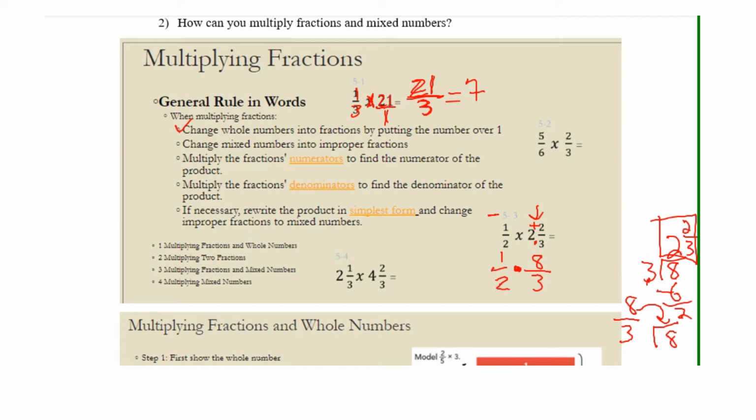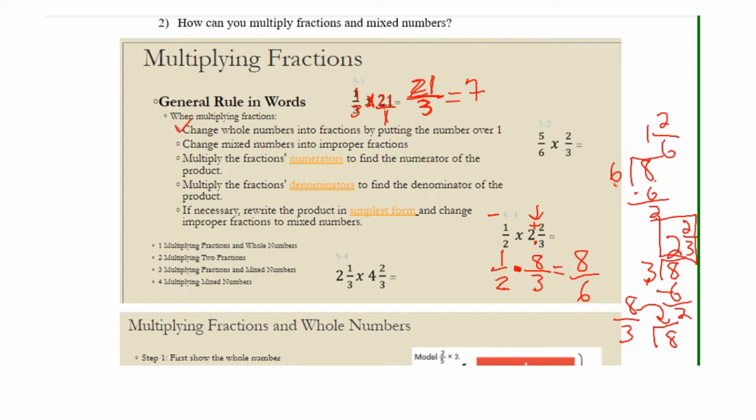Now I can multiply as normal. So now I have 1 times 8, which equals 8, and then 2 times 3, which equals 6. So 8 divided by 6. 6 goes into 8 one time. 6 times 1 is 6. I subtract and get 2. I'm going to keep a fraction here. So I'm going to have 1 and 2, the remainder, over the divisor, the denominator of my fraction.